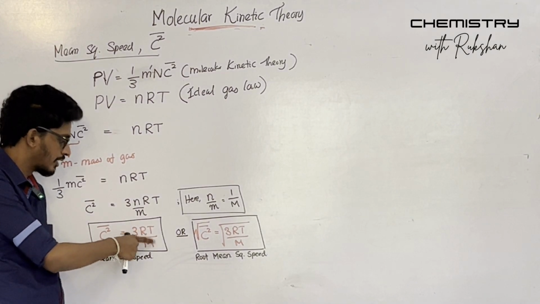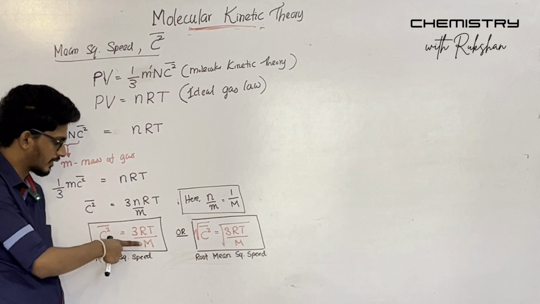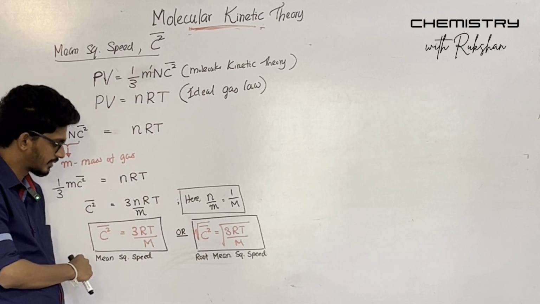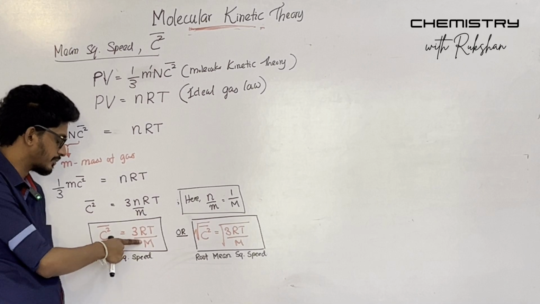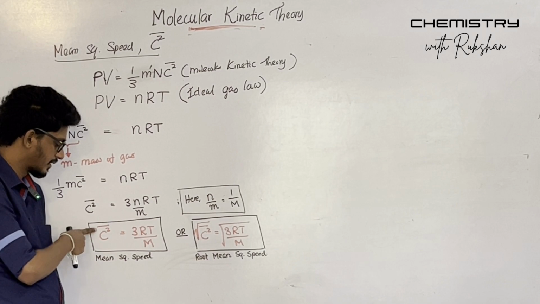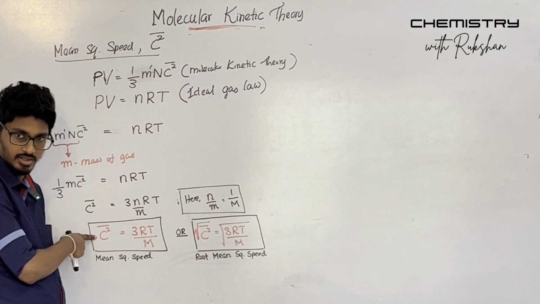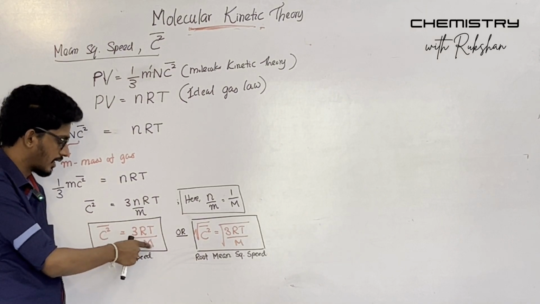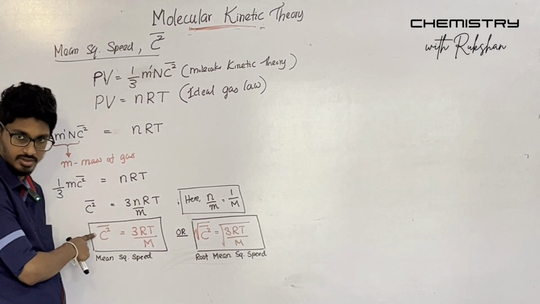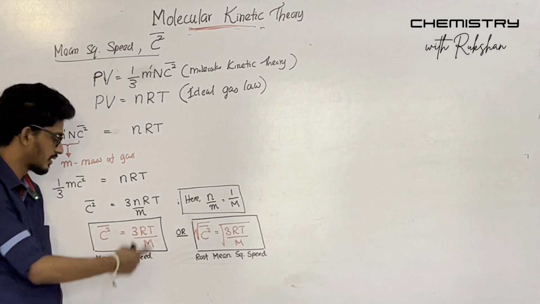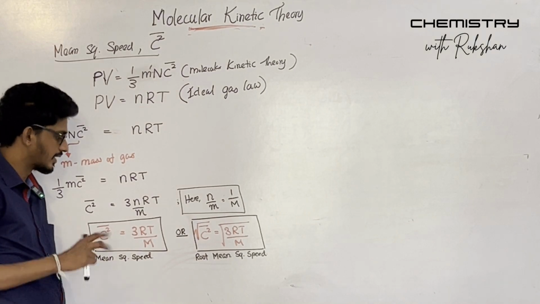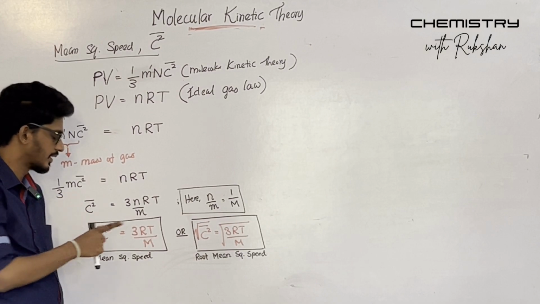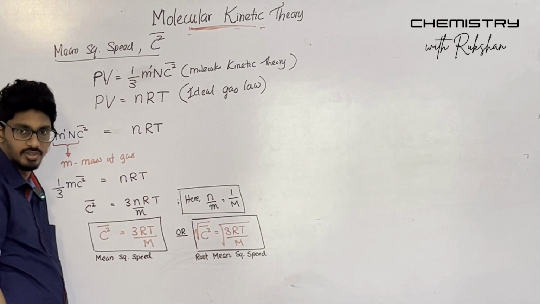M is the kind of gas. If you are going with O2 gas rather than N2 gas, O2 has a higher M than N2, so c squared bar will be lower for O2. So as the capital M varies with the kind of gas, c squared bar varies. With the temperature you are dealing with, c squared bar will also vary. That is the idea: c squared bar depends only on the absolute temperature and the kind of gas.